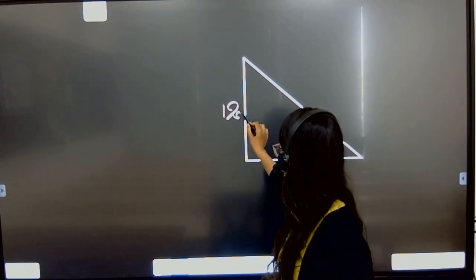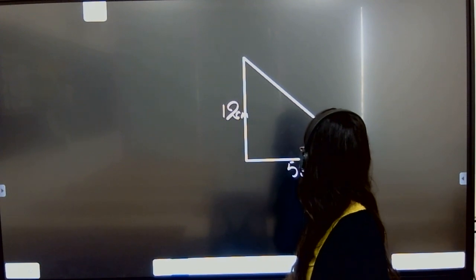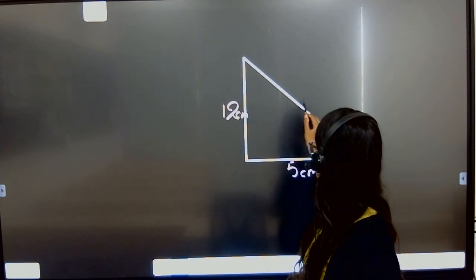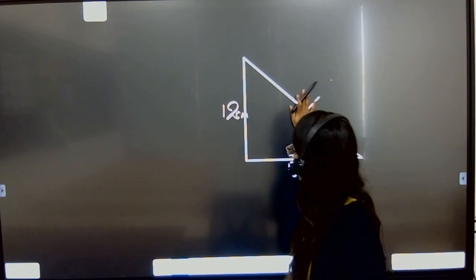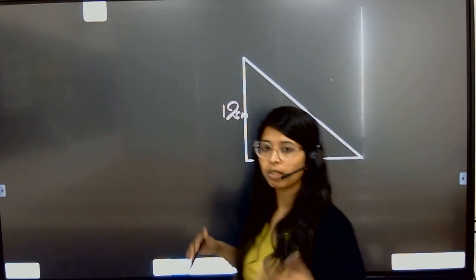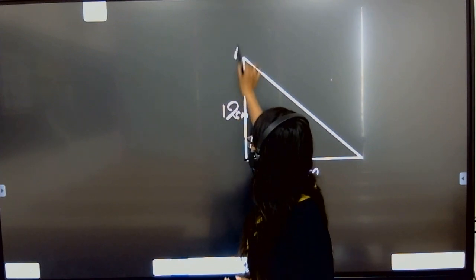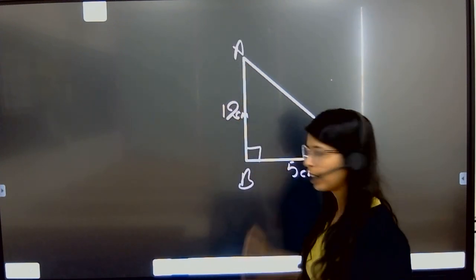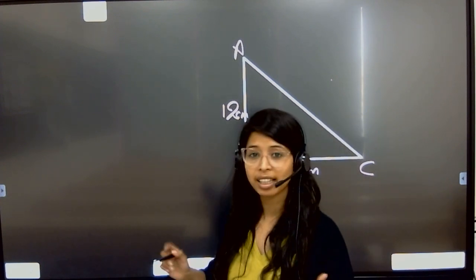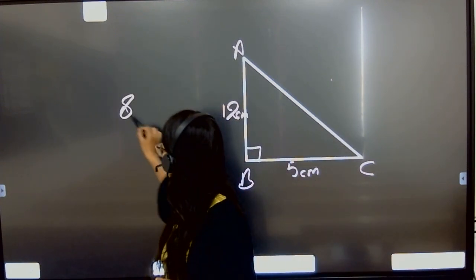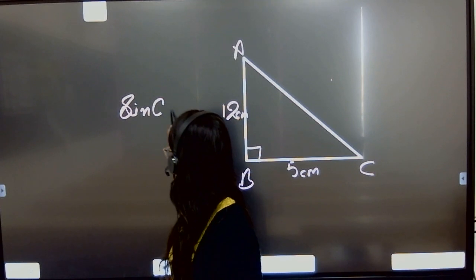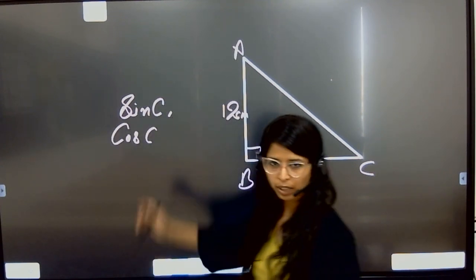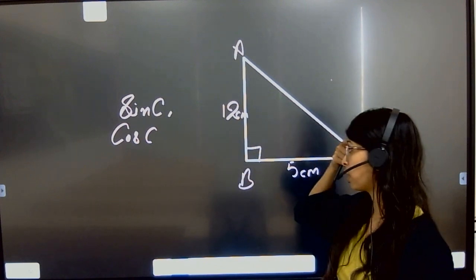We can write here centimeter. This value is 12 centimeter, this value is 5 centimeter. Now in the question they are saying we have to find, it's a right triangle, it's a right angle at B. In the question they are saying we have to find sine C and cos C, this trigonometric ratio.